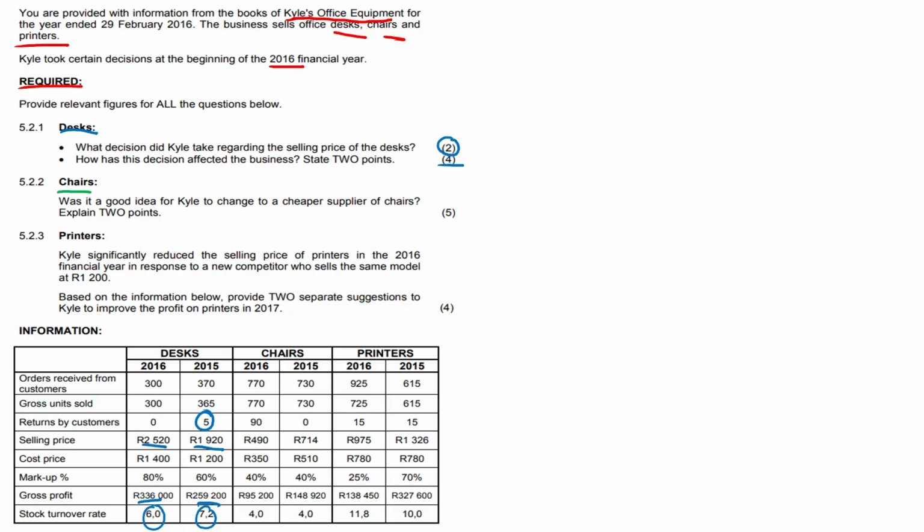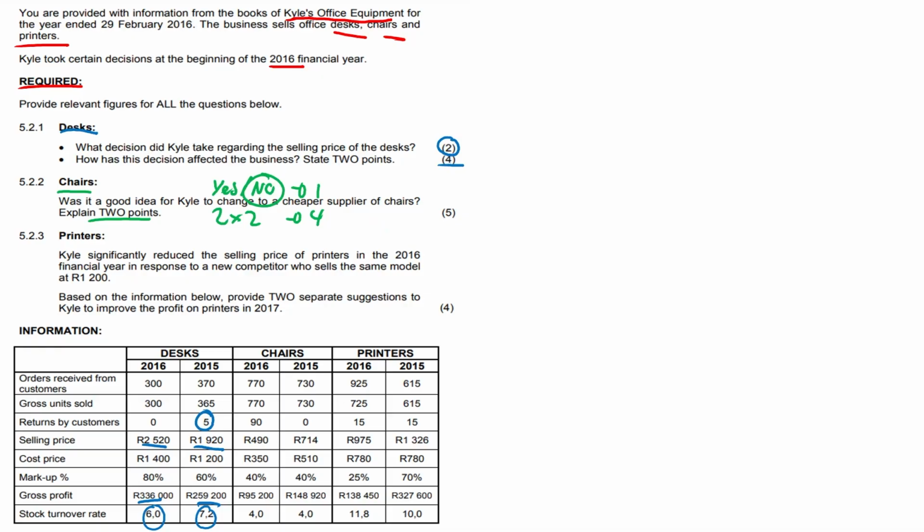Chairs. Was it a good idea for Kyle to change to a cheaper supplier of chairs? Explain 2 points. So yes or no will definitely give you that first mark, and the other 4 marks are coming from your 2 points. So it's going to be 2 times 2, which is equal to 4. So chairs, if you just pause the video and have a look, I think the answer is quite evident. It's no, definitely no. And here's why.